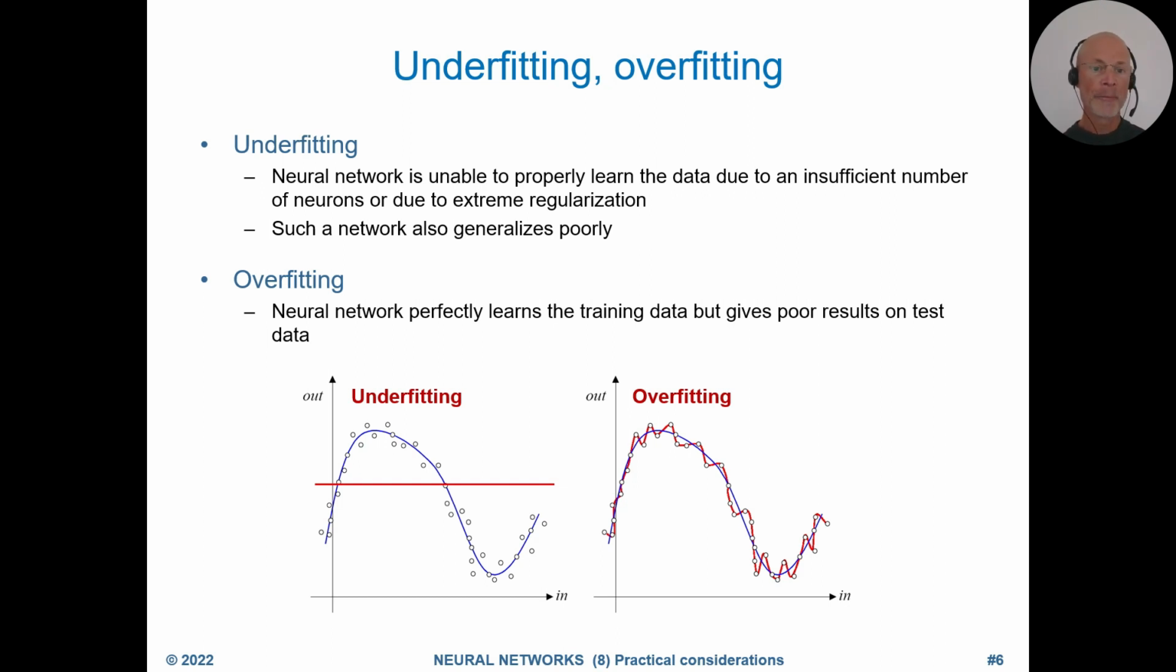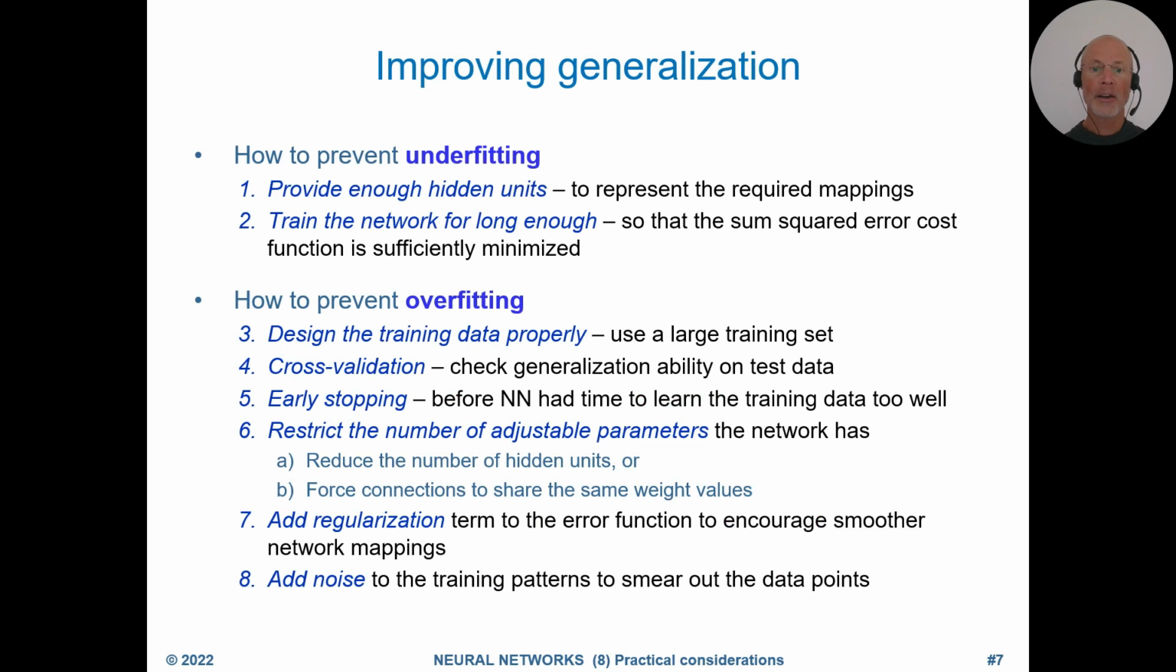Underfitting is when the neural network is unable to properly learn the data due to too small a number of neurons, or maybe due to extreme regularization. And such a network also doesn't give good generalization. And overfitting is when the neural network perfectly learns all the training data but gives poor results on validation or test data. The figures below show the underfitting and overfitting in function approximation. There are some ways to improve generalization.